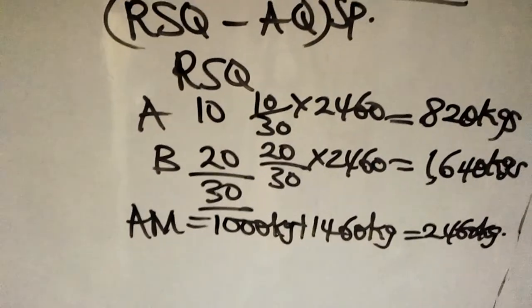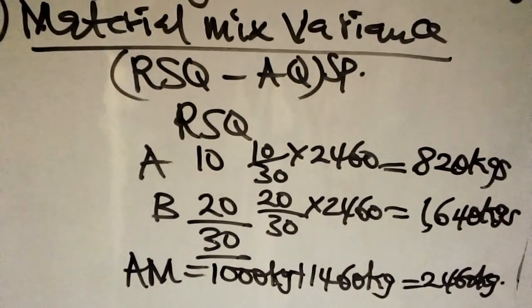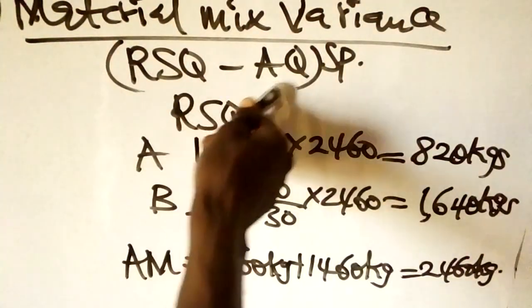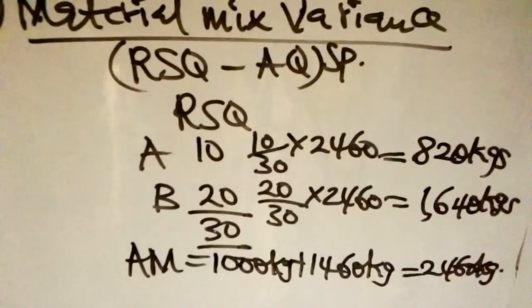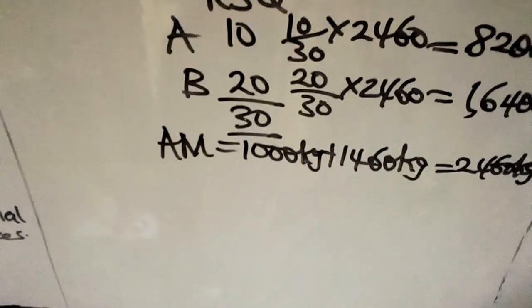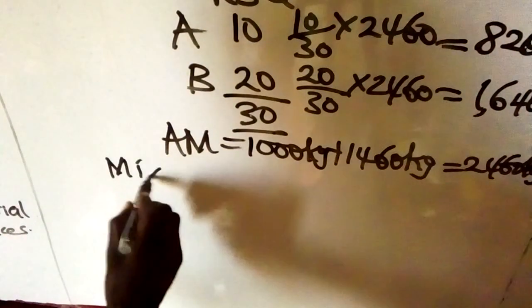So now you substitute into the formula. You know the formula, we said the material mix variance is the revised standard quantity minus actual quantity multiplied by standard price. Now, our revised standard quantity is what we have obtained above. So material mix variance now.